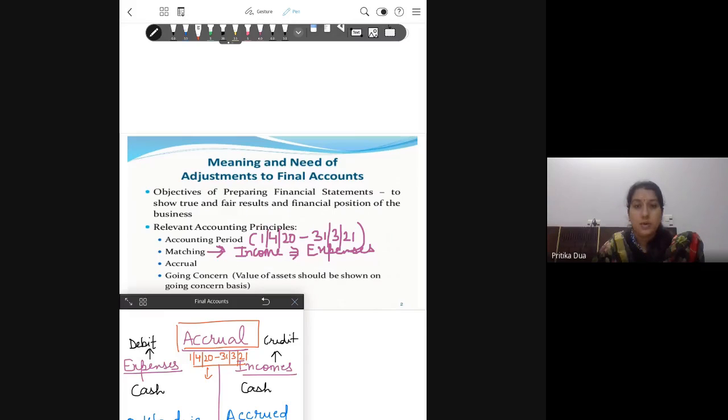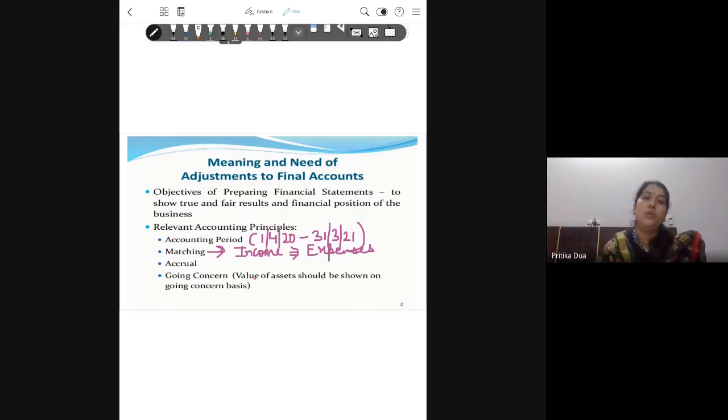So this was the accrual basis, and last is going concern. Going concern is, again, as I told you, when we start a business we assume it will go on forever. जो भी आप business की statements prepare कर रहे हो, they should be prepared with the assumption that business will go on forever. In the bracket it is written value of assets should be shown on going concern basis. So when we come to the adjustment where you depreciate the value of assets, there I will explain this concept in detail. Okay, so let's move to the adjustments.